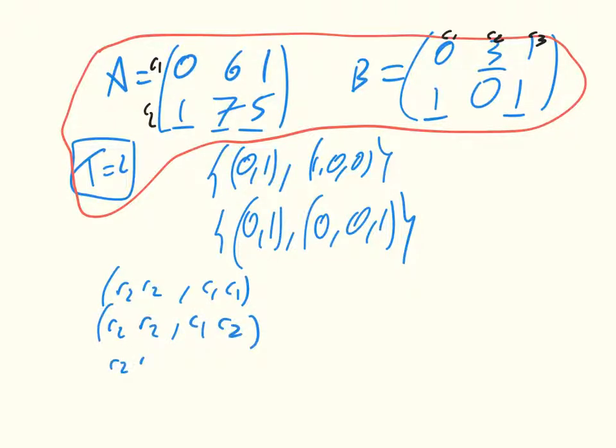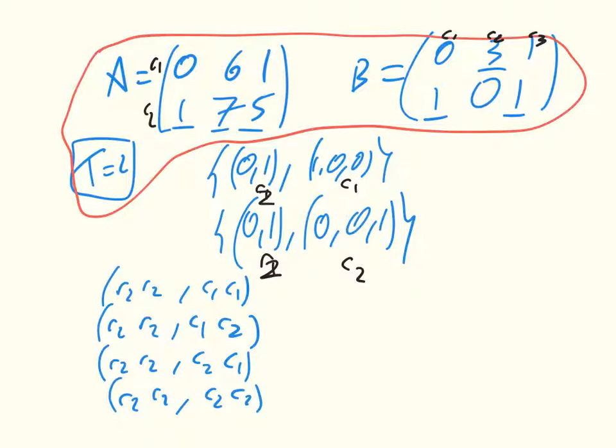So R2, R2, and C1, C2, C1, and finally R2, R2 with C2, C2. And just to be clear, this is C2, this is C1, this is R1, and this is R2, and this is R2.